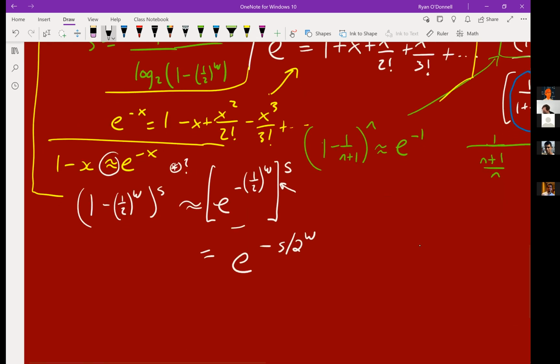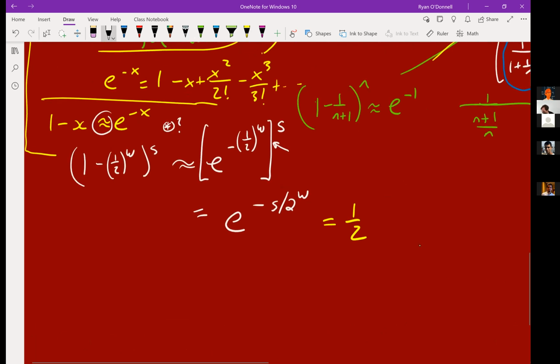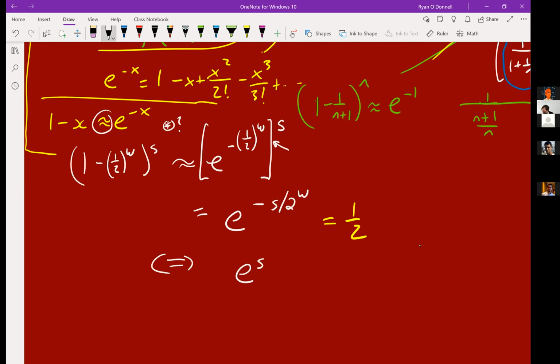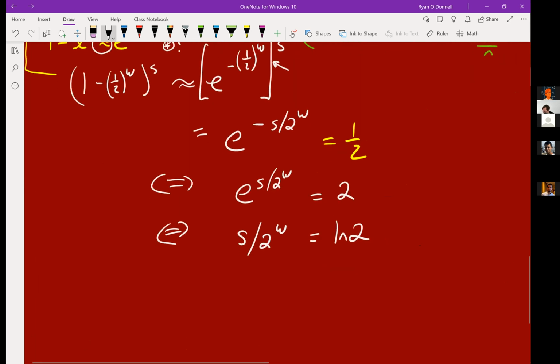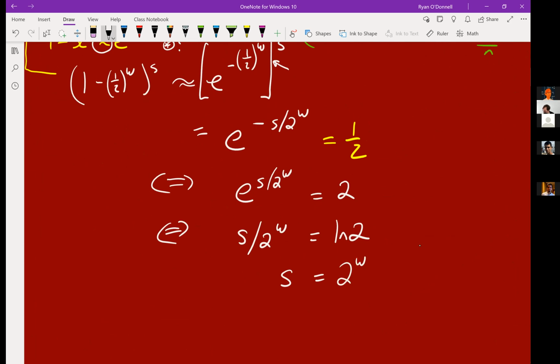Okay, so if we believe that, then we're trying to set this thing equal to a half. Again, we can brute force solve this, but it works better this time. I'll take the reciprocal of both sides and get e to the s over 2 to the w equals 2. Since the base of the exponent here is e, I should take the natural logarithm. So I take the ln of both sides and get s over 2 to the w equals ln 2, which is some number, 0.6 or something. And what were we solving for? s. We get s equals 2 to the w times ln 2, which is nicer.